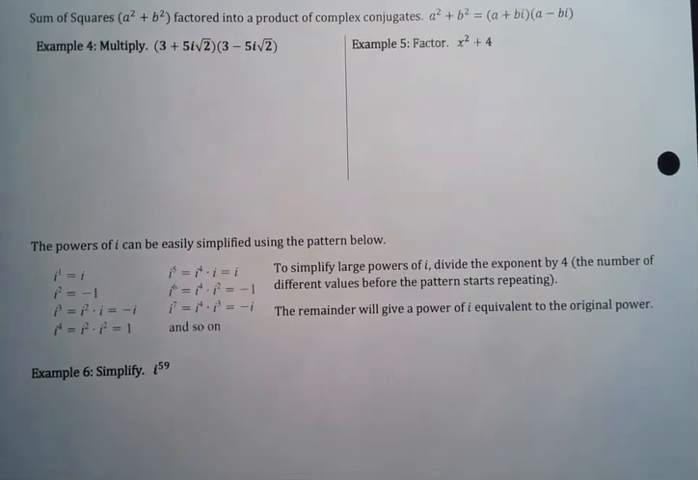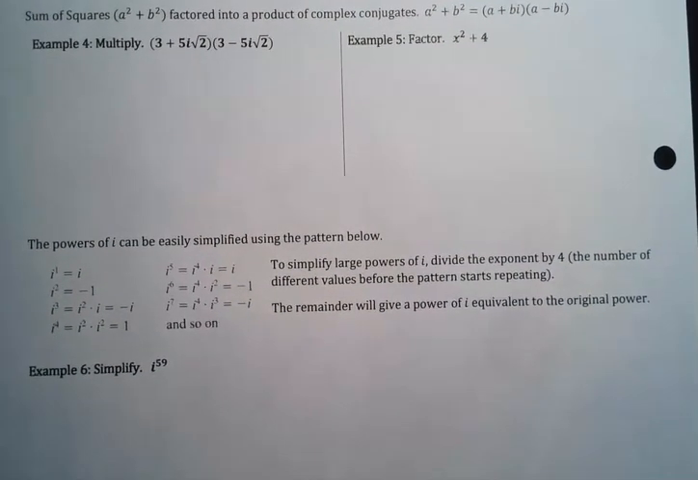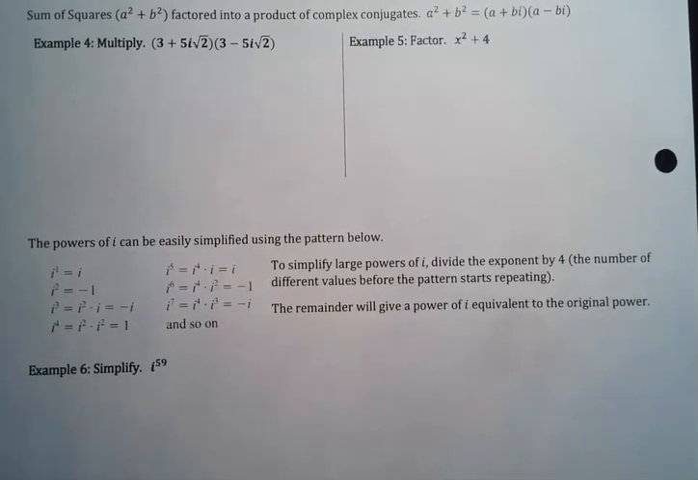Okay, the sum of squares. Looking for these patterns. When we have the sum of squares, a squared plus b squared, it factors into a product of complex conjugates. A squared plus b squared equals the quantity a plus bi times the quantity a minus bi. Okay, so when we have the sum of squares, we're talking about complex conjugates, and we can have these as complex ones as well.